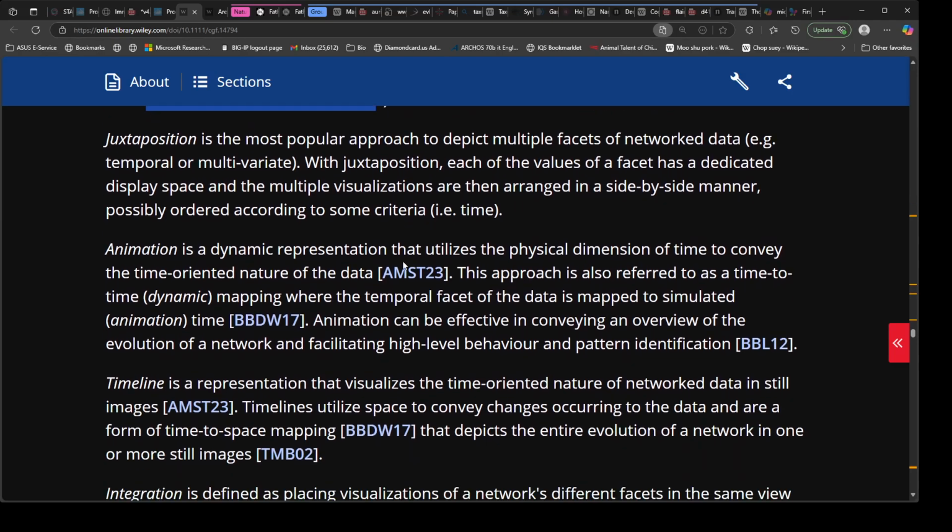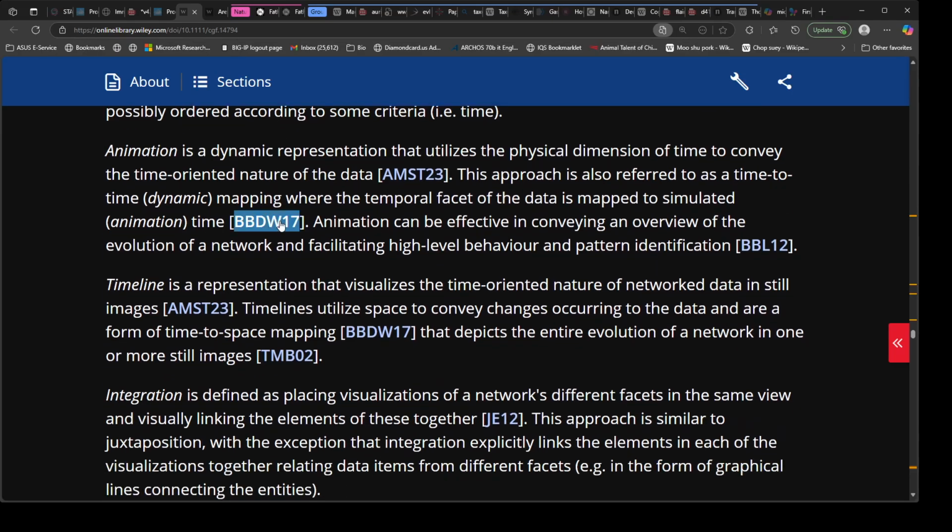Juxtaposition is the most popular approach to depict multiple facets of network data, for example temporal or multivariate. With juxtaposition, each of the values of a facet has a dedicated display space and the multiple visualizations are then arranged in a side-by-side manner, possibly ordered according to some criteria, i.e. time.